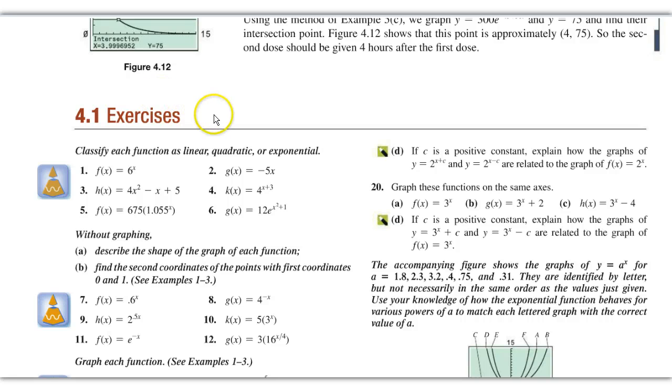And here we see a few exercises in our textbook. Let's take a look at them. Classify each function as linear, quadratic, or exponential. Well, here the exponent is our variable, so this is exponential. This is to the second power, so this is quadratic. Here our variable is the exponent, exponential. Our variable is to the first power, so that's linear. This is exponential, and this is exponential.